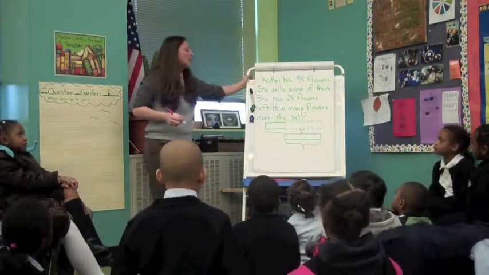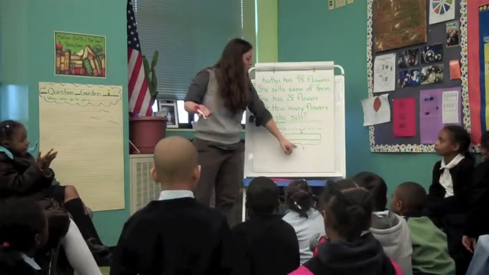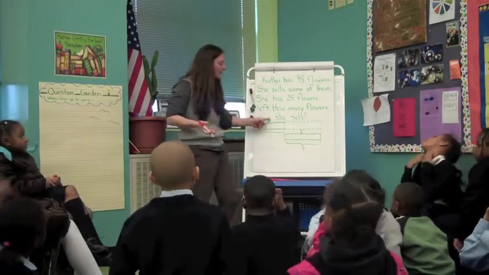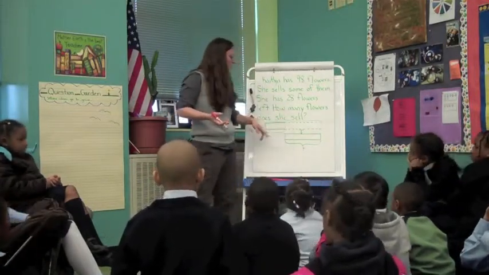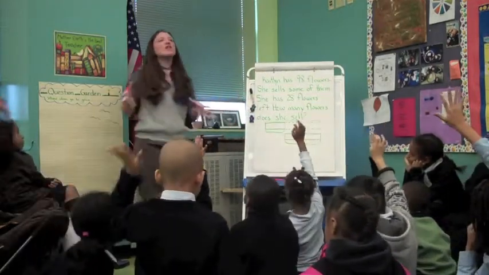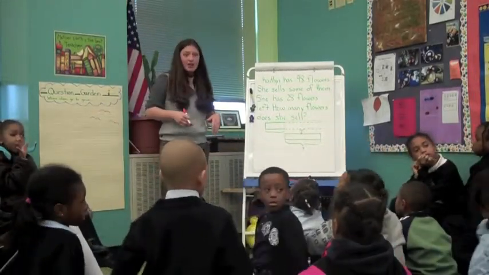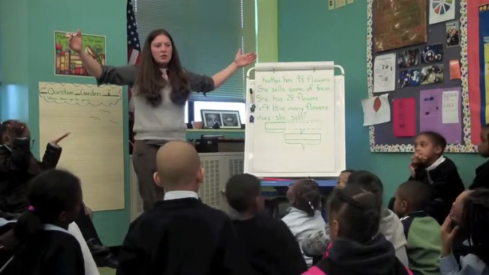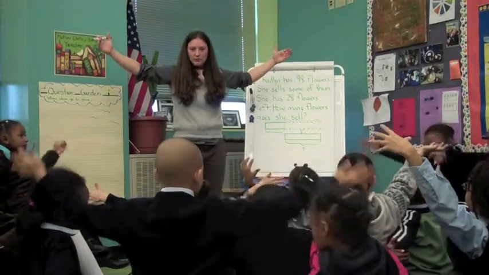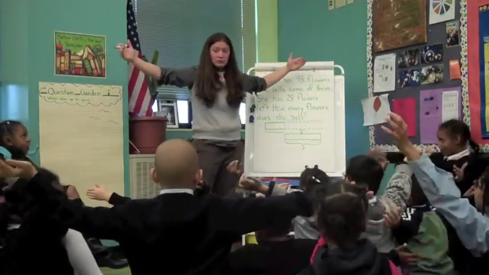She has 28 flowers left. How many flowers did she sell? In the question it says, how many flowers did she sell? So how many did she start with? At the beginning of the day, Demarius, how many flowers did she have? 98. Yeah, she had 98 flowers. So I want everyone to do this with their hands. She had 98 flowers. That's how many she started with.